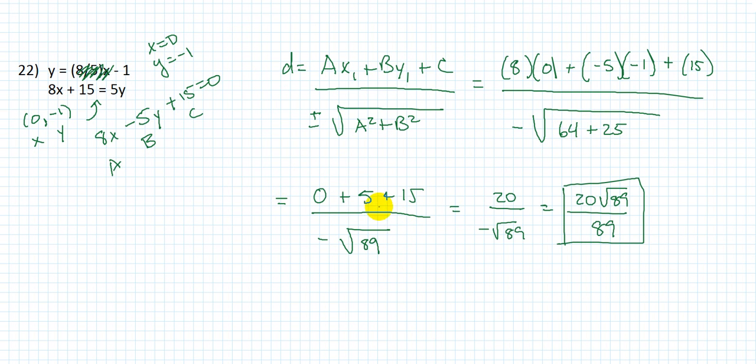Alright, so you do the math here. You get 0 plus 5 plus 15 over the negative square root of 89. So that will become 20 over negative 89. We don't worry about the negative, and we rationalize the denominator to get this.